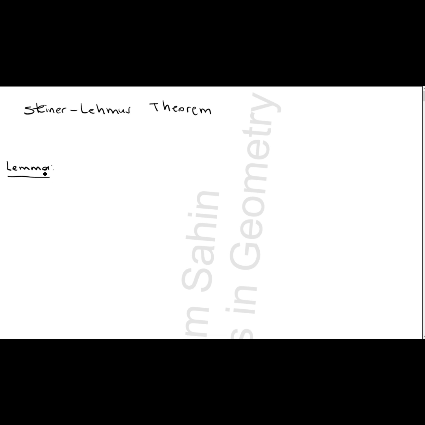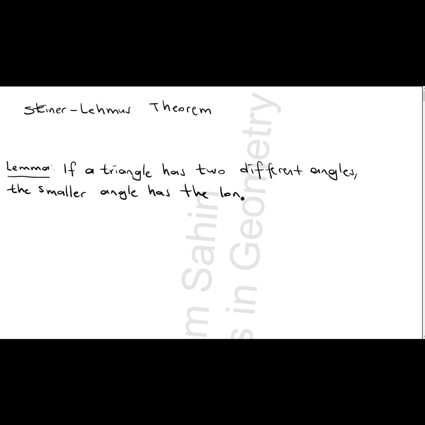So consider this lemma. The lemma tells us if a triangle has two different angles, then the smaller angle has the longer bisector.